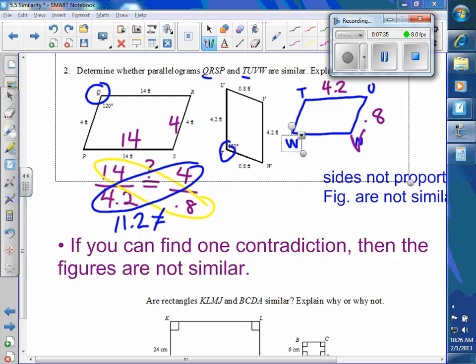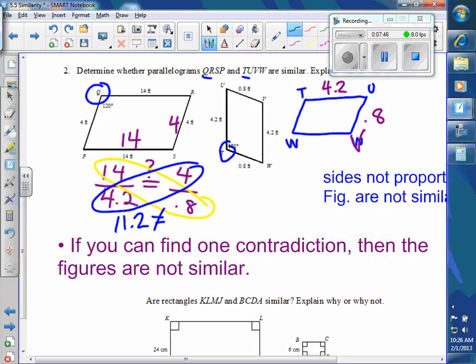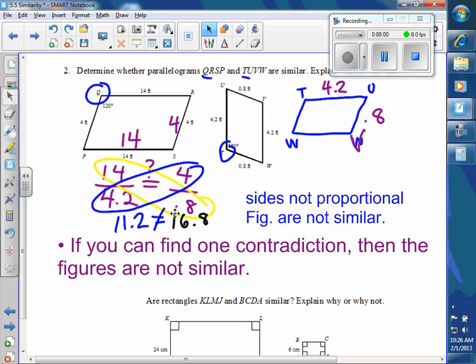So we were doing 14 times 4 times 4.2, and what we had said before you left was this couldn't be the same because 4 times 4.2 is over 16. And so now that we know the sides are not proportional, we can say the figures aren't similar.